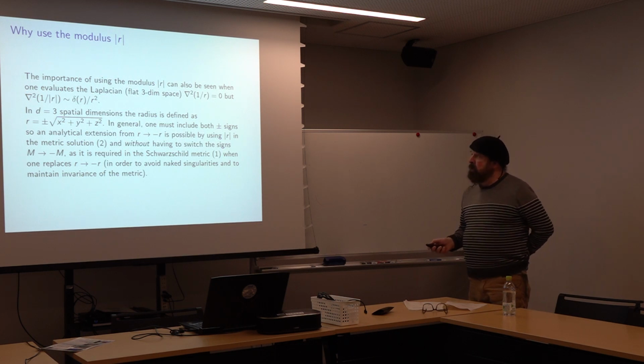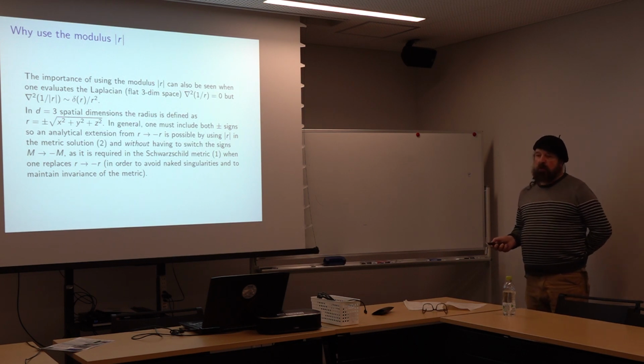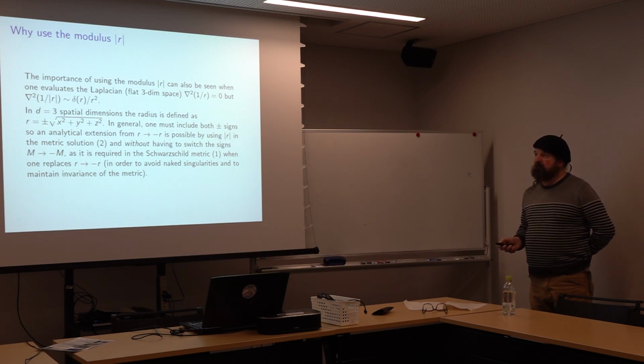So why am I using the modulus r? First of all, when you change coordinates from Cartesian to spherical coordinates, you know that the radius is given by the square root of x squared plus y squared plus z squared. And remember, when you take a square root, you always have to take into account the plus and minus sign in front of the square root. So this, to begin with.